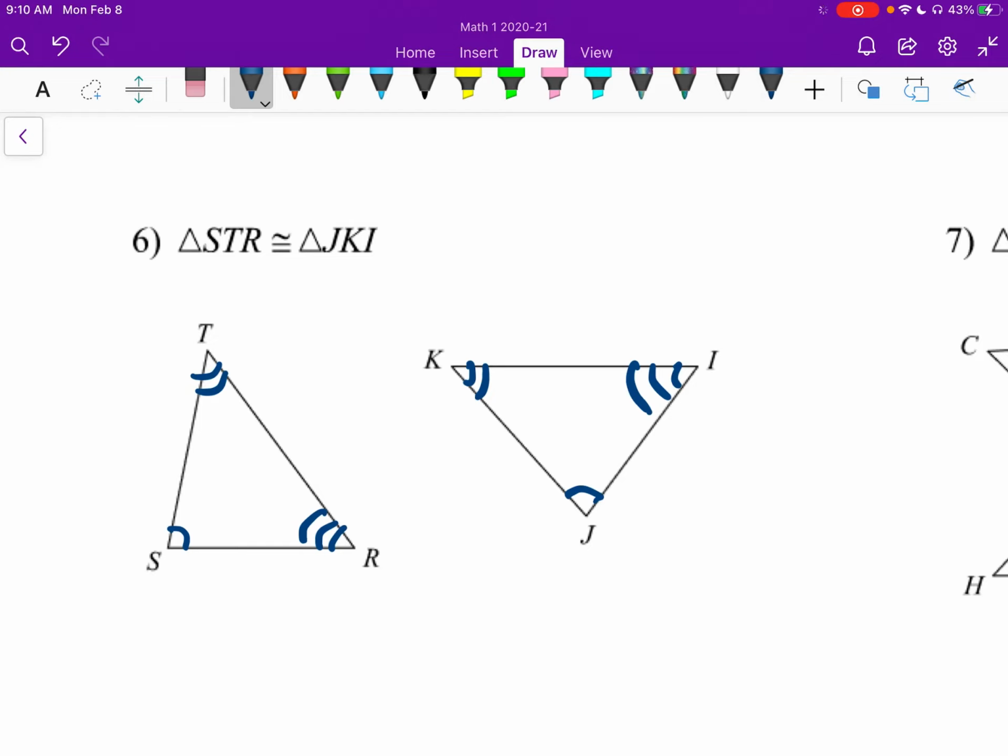All right, let's talk about our sides. For the first one, we start off with ST. That'll get 1 tally mark. And for the second triangle, JK. Next up, we have TR with a double tally mark, and KI with a double tally mark. And our one left over gets 3 tallies.